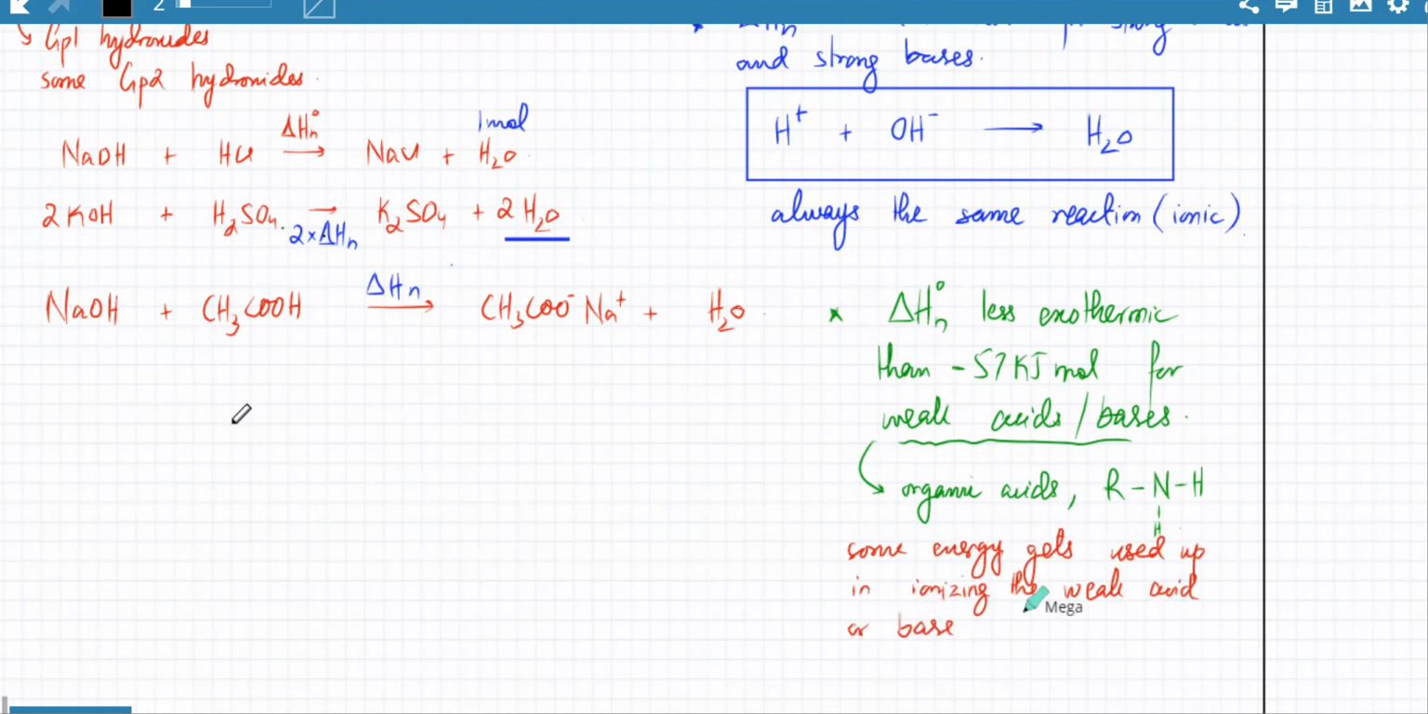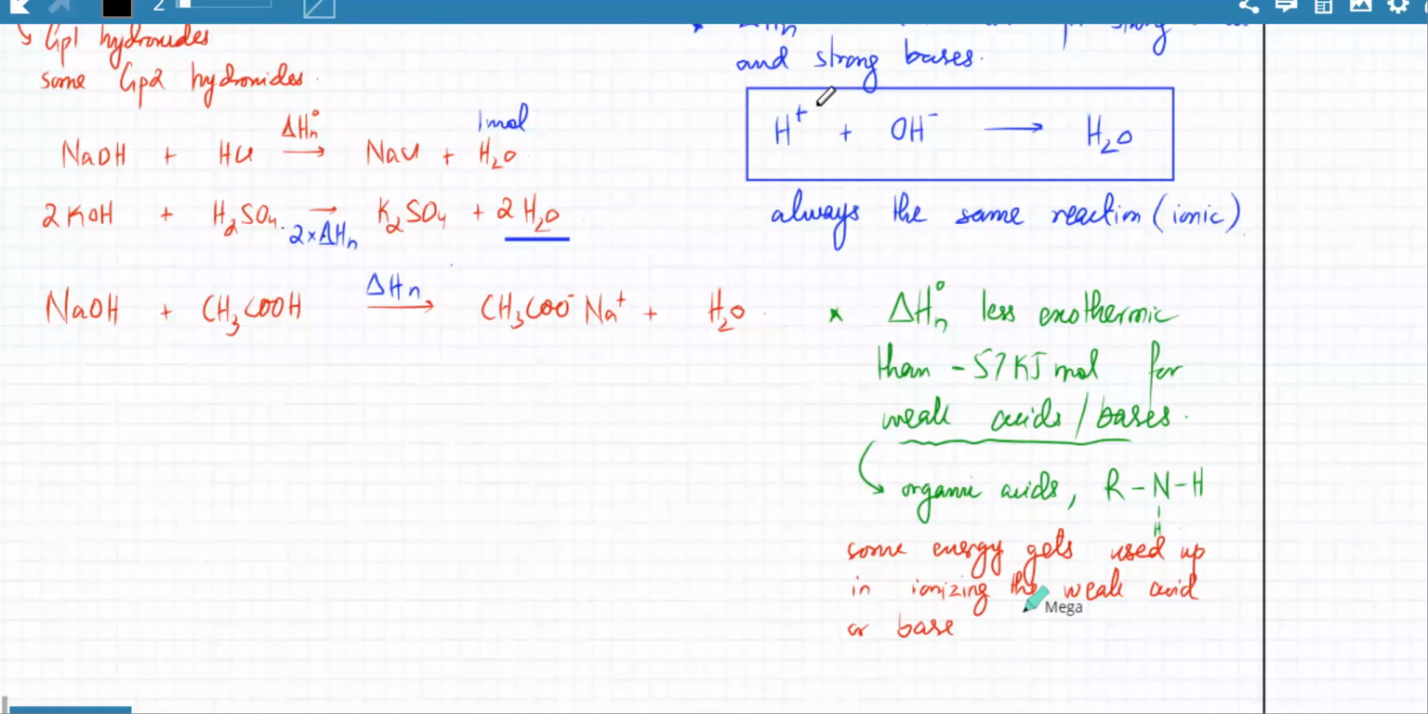So the thing is, for strong acids, you don't have to produce H plus ions because the H plus ions would already be there. The HCl molecule would already be ionized. But for weak acids, some energy has to be spent because it's not going to produce H plus ions that readily. So some energy would be wasted in breaking the bonds to form H plus ions. Is this idea clear? Yes. Everyone, is this clear?